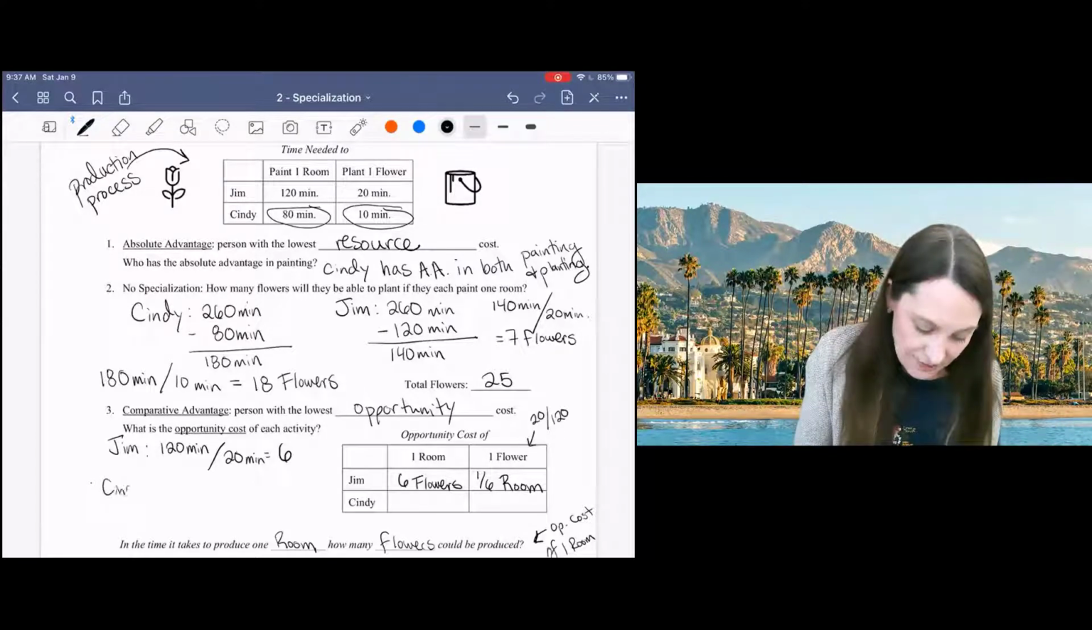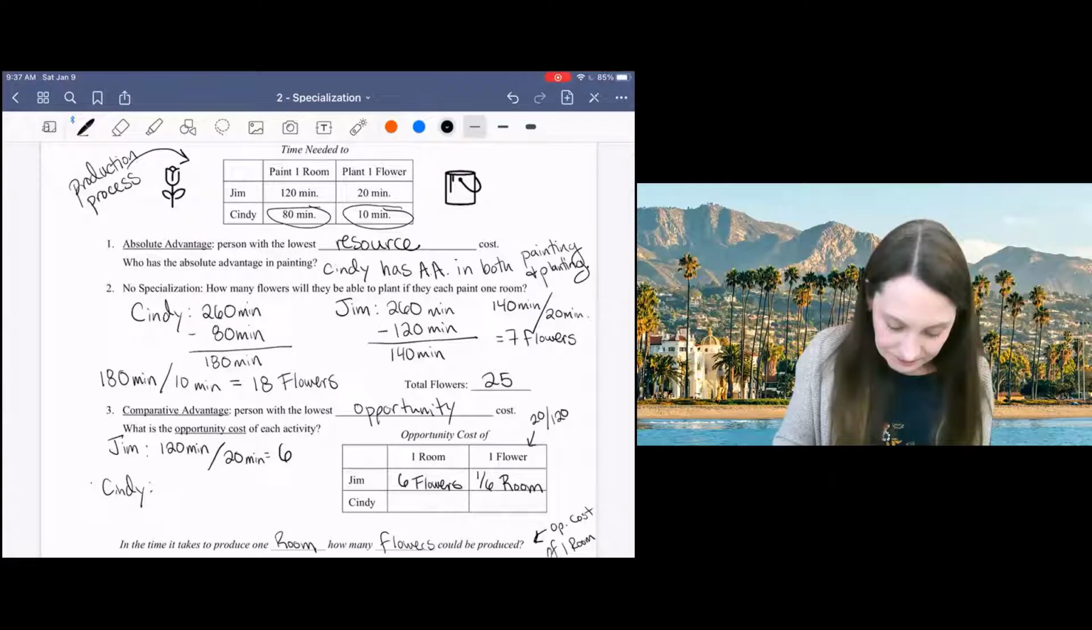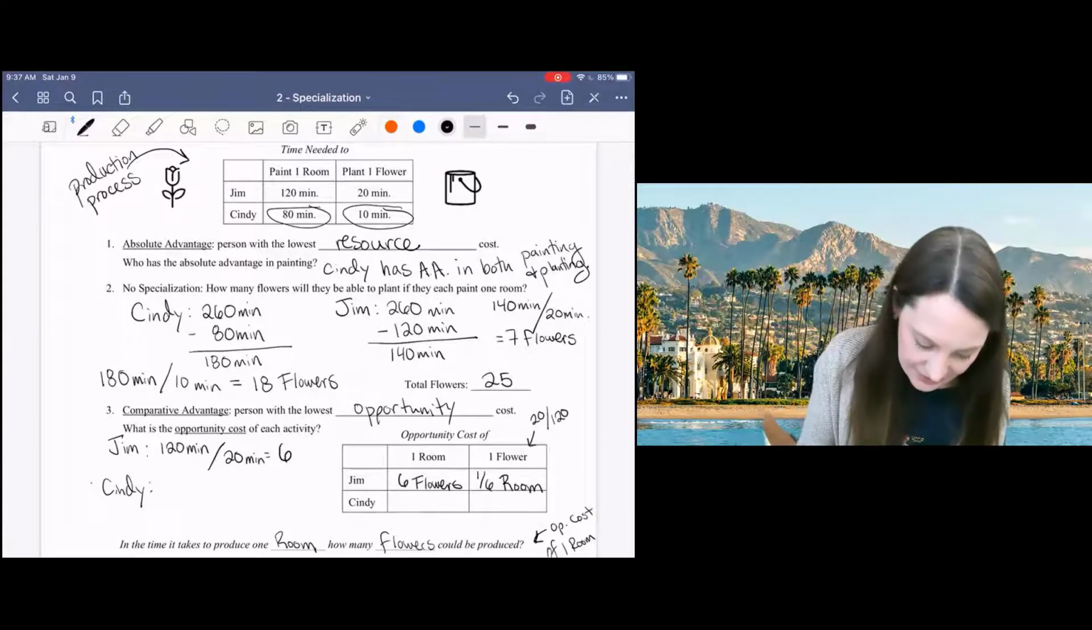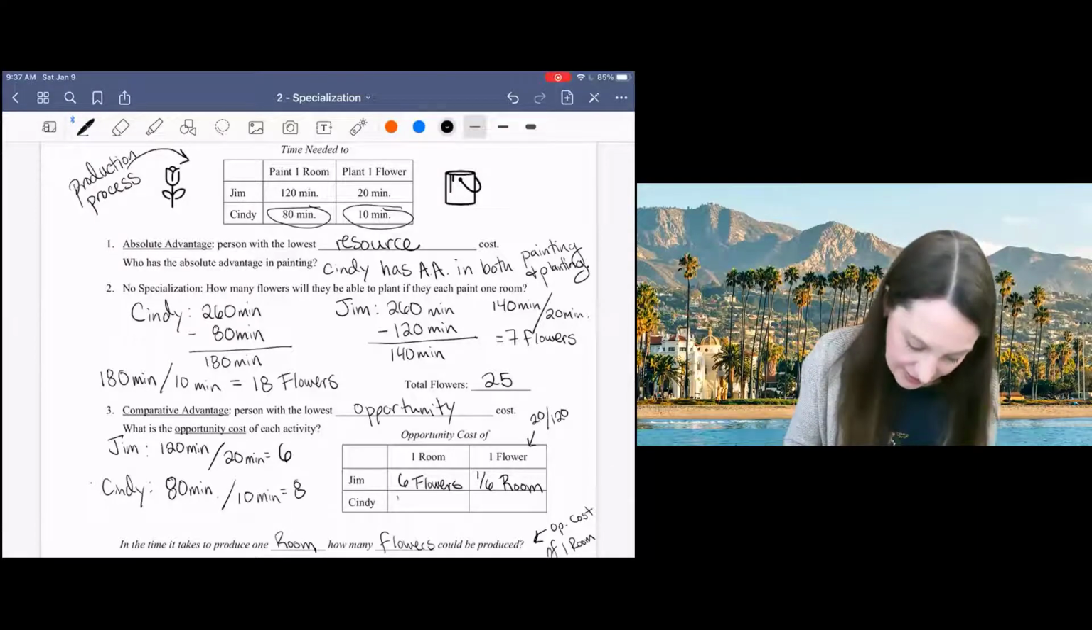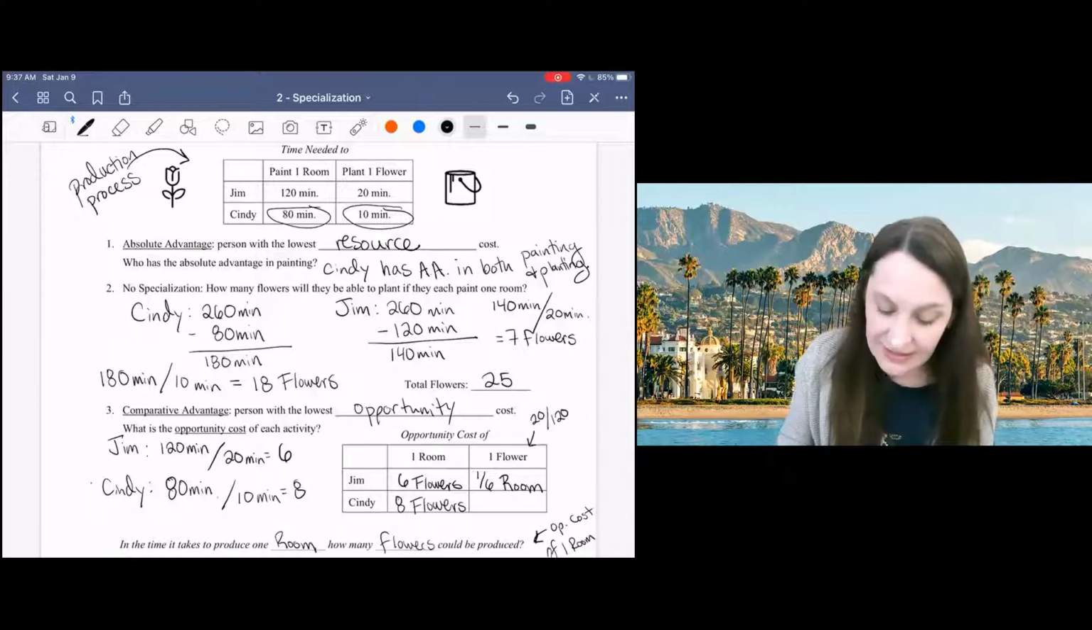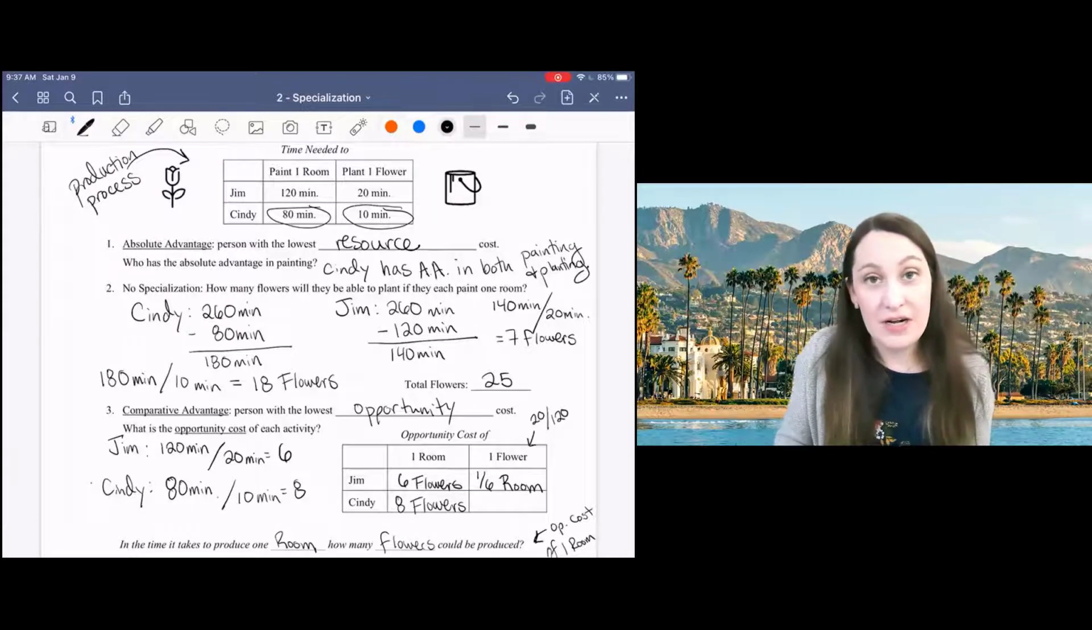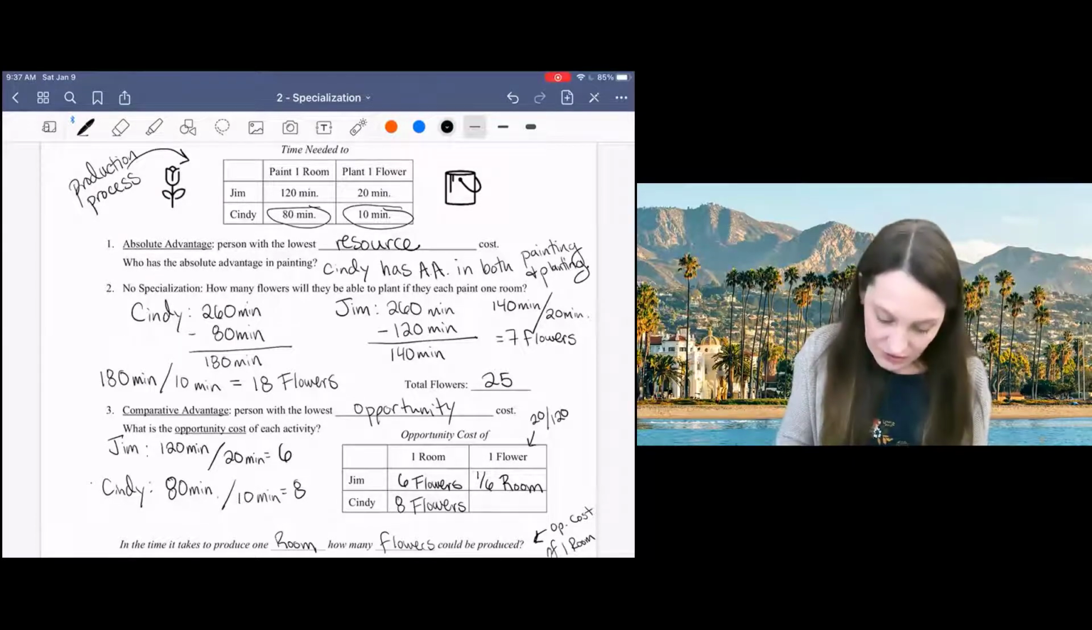We can do the same thing for Cindy. It takes Cindy 80 minutes to paint a room, in which time she could have planted 8 flowers. And then notice again, the opportunity cost of the other good will just be the inverse, or 1/8 rooms.